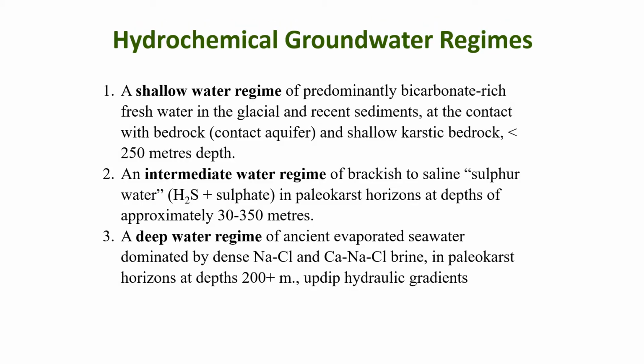There are three hydrochemical groundwater regimes in the subsurface of southern Ontario. A shallow regime of predominantly bicarbonate-rich freshwater in the glacial and recent sediments at the contact with bedrock and in shallow karstic bedrock. An intermediate regime of brackish to saline sulfur and sulfate-rich water in paleokarst horizons at depths of approximately 30 to 350 meters, and a deep water regime of ancient evaporated seawater dominated by dense brines in paleokarst horizons at depths greater than 200 meters with up-dip hydraulic gradients.